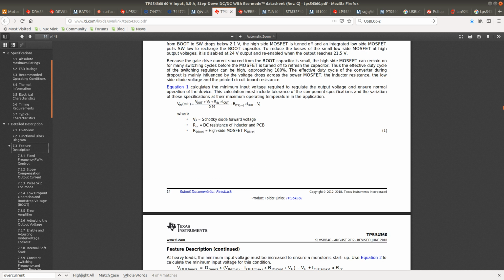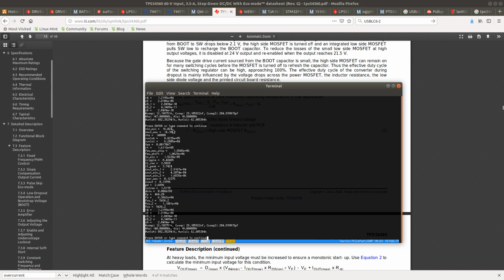So the minimum input voltage is determined by the output voltage, the voltage drop of the diode, the DC resistance of the inductor, and the output current, and also some intrinsic parameters, which is here the drain source resistance of the high side MOSFET, which is specified in a table in a different place in this datasheet. So our minimum voltage is calculated to 16 volts. Which is not surprising because our output voltage is set to 12 volts, so the minimum input voltage has to be higher than 12 volts because this is not a boost converter, this is a buck converter.